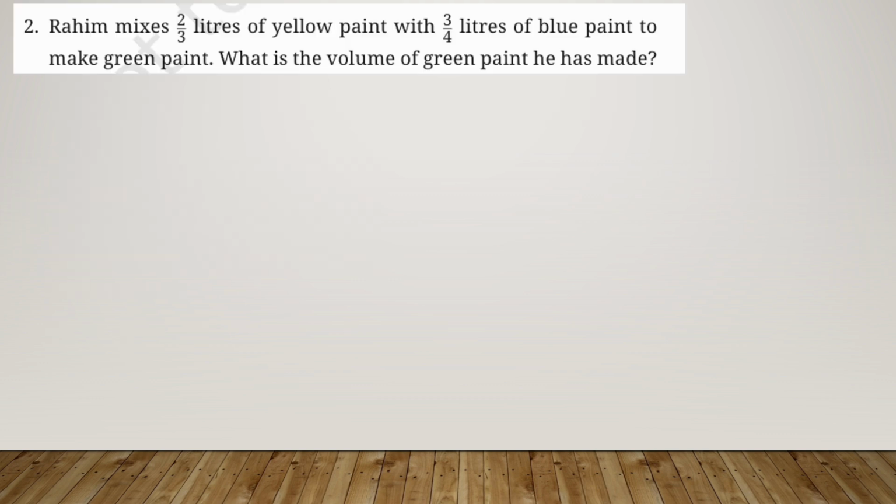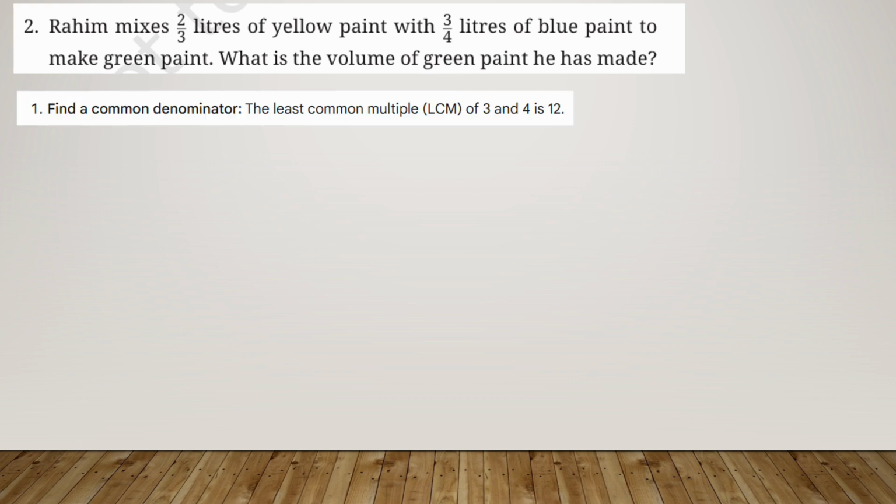Rahim mixes 2 by 3 liters of yellow paint with 3 by 4 liters of blue paint to make green paint. What is the volume of green paint he has made? So first find a common denominator, the least common multiple of 3 and 4. See here the fractions are 2 by 3 and 3 by 4. So LCM of 3 and 4 is 12.